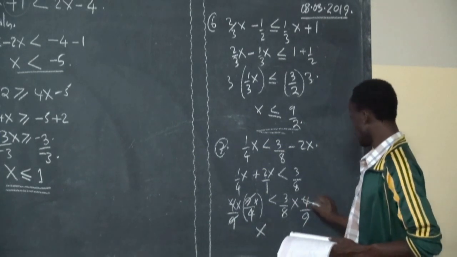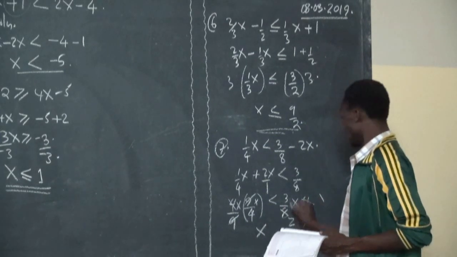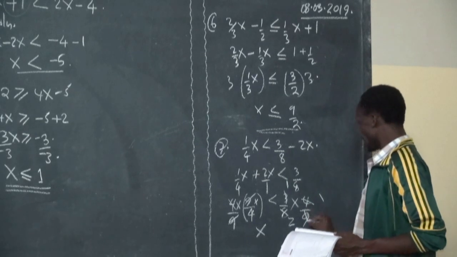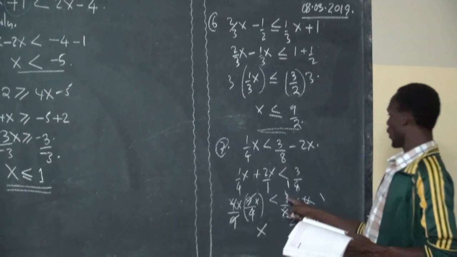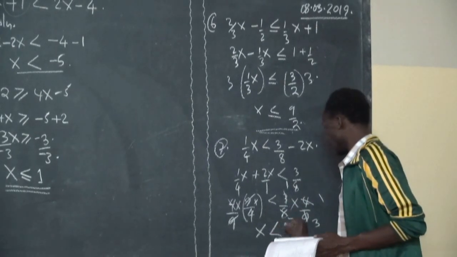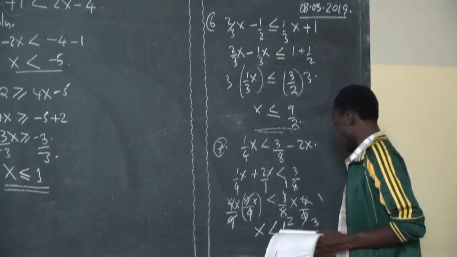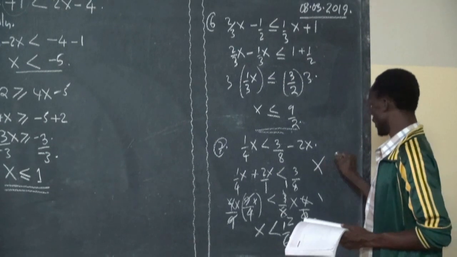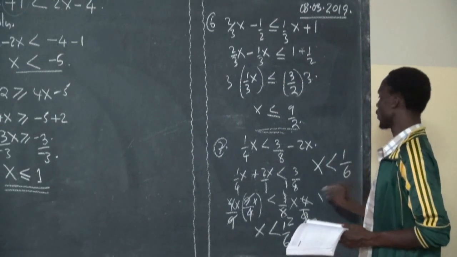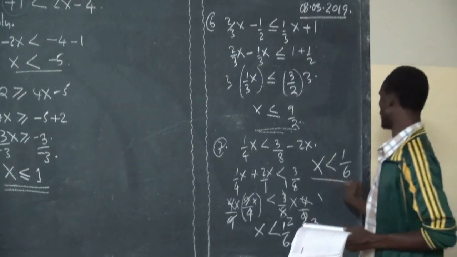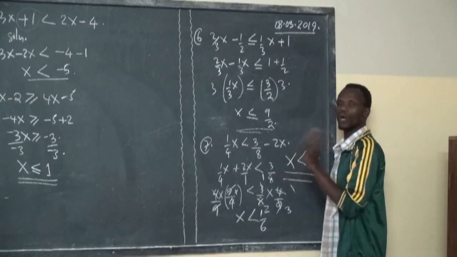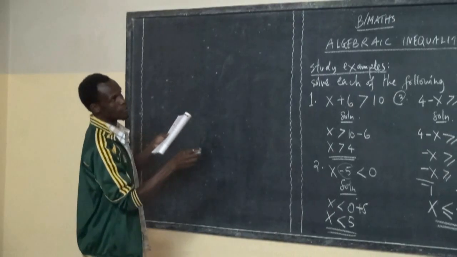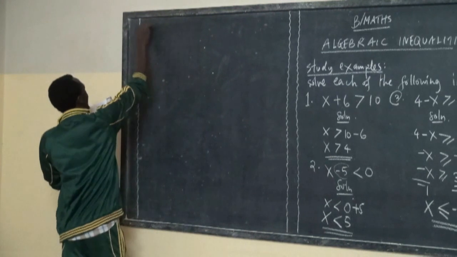Then by 4 here, by 4 here, by 3 here, by 3 here. Then 1 times 1, 2 times 3. Now, in short, we would have said x is less than 1 over 6. So this is different than I would have done. You got to understand that one. That was 7.